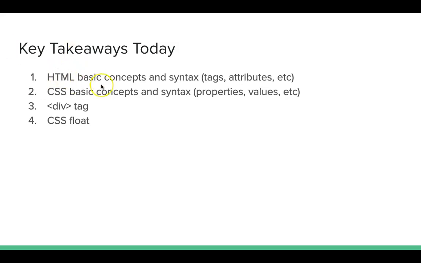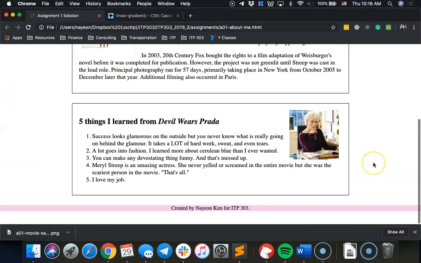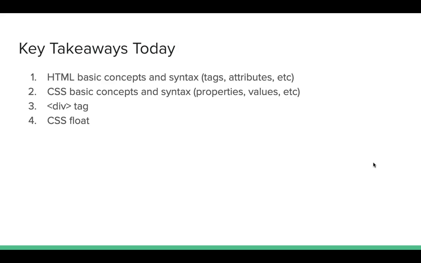Today we're going to talk about HTML basics, concepts and syntax. What does it look like? Specifically, we're going to talk about tags and attributes. Those are the two keywords to listen for. Secondly, we're going to talk about CSS, basic concepts and syntax. How do we write CSS? The keywords here are property and values. We're going to talk about the div tag, what the heck that is, and also CSS float. With these four concepts in mind, you will be able to create that movie page that I showed you. That's what we're trying to do today.